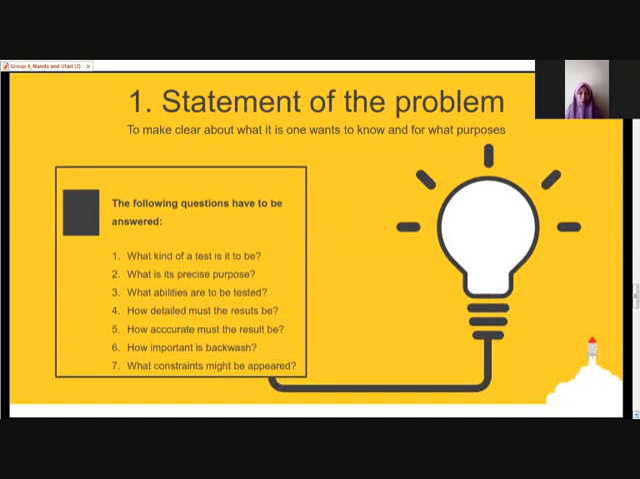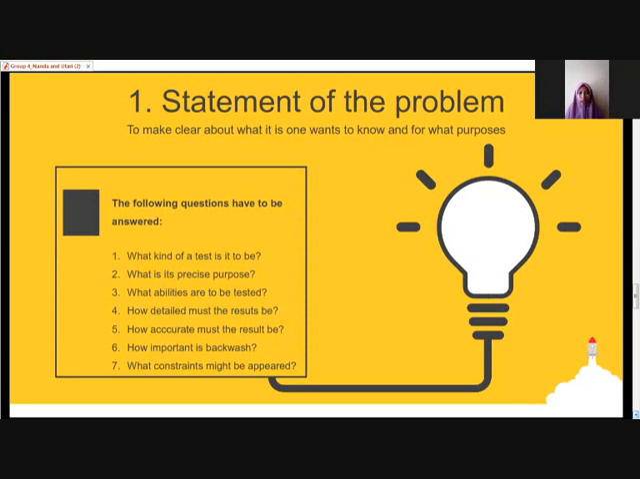The first is statement of the problem. The purpose of this stage is to make clear what one wants to know and for what purposes. To provide the statement of the problem, here are the following questions that have to be answered. The first is, what kind of test is it to be?